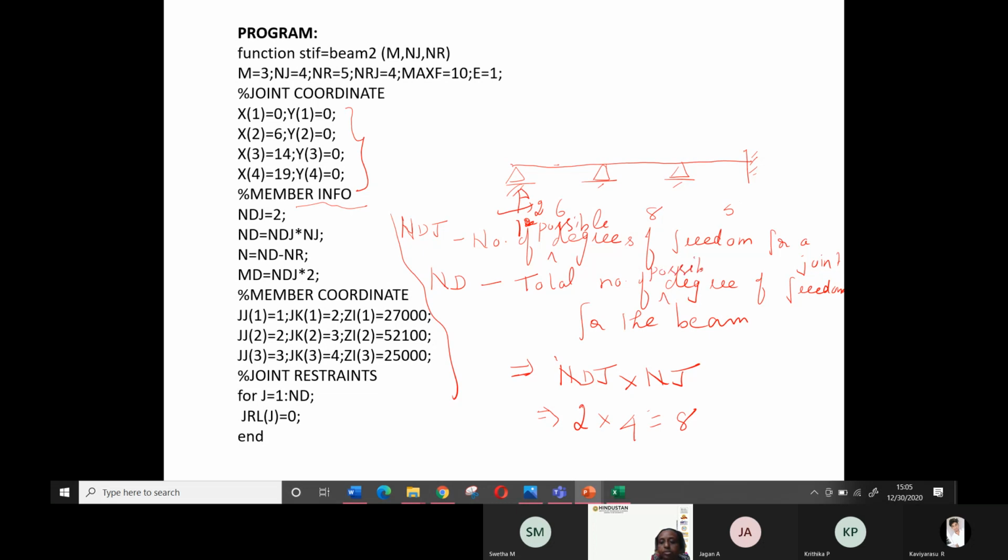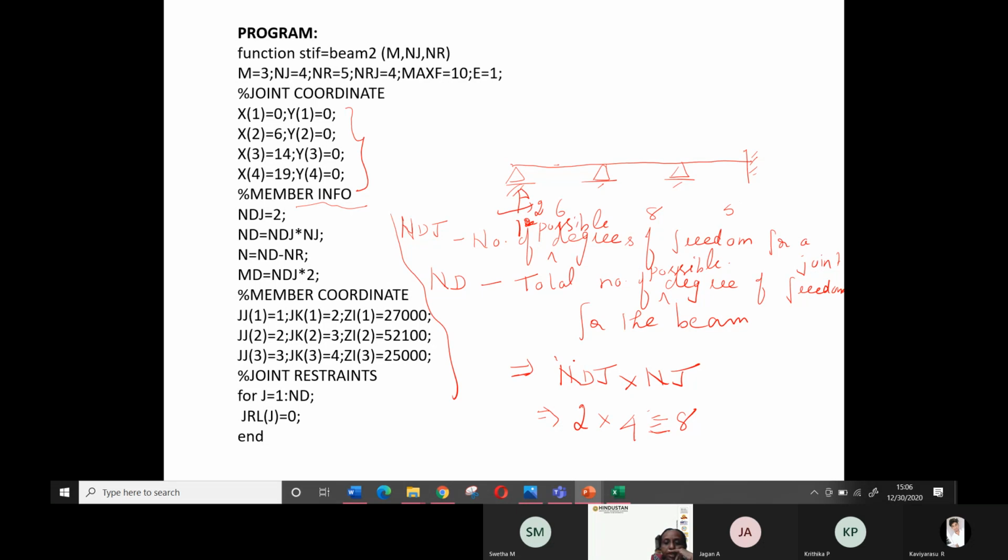Why am I using the word possible? Both the things can be restrained, or both can be free. Suppose it's a cantilever, then both are free. So the possible degrees of freedom will be the same as the freedom available for the structure. Do not get confused with the word possible. This is for any type of beam: the number of degrees of freedom of a joint into the number of joints. 2 into 4 is equal to 8.